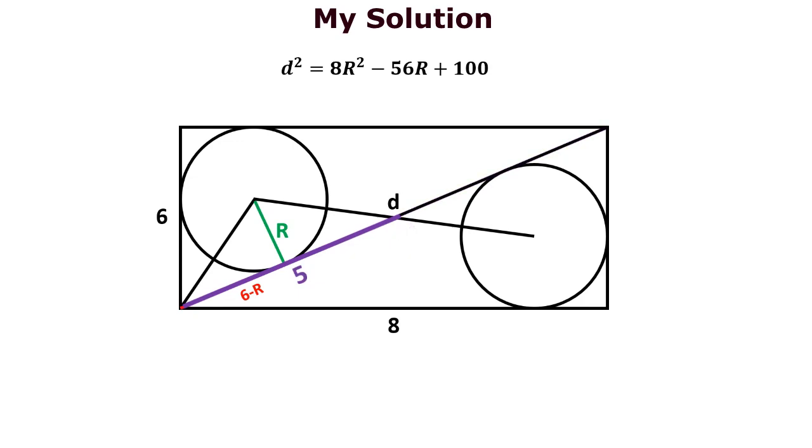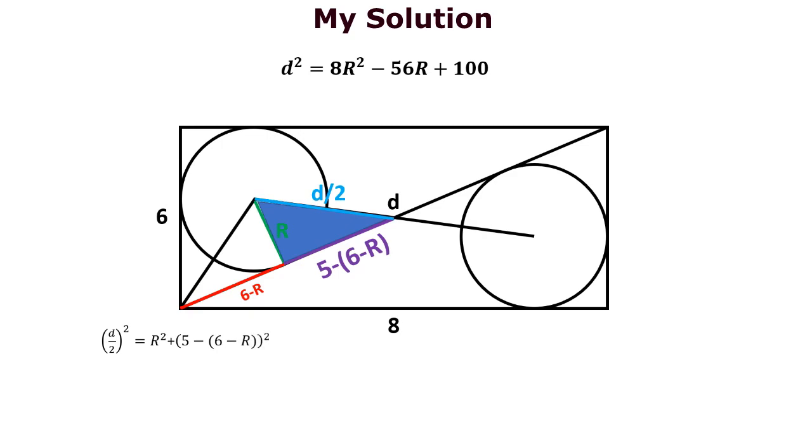But we have just calculated the red piece to be 6 minus r, which means that the other piece will be 5 minus (6 minus r). We can apply Pythagoras' theorem to this right-angled triangle. We know that its hypotenuse is half the total distance we want to calculate. Applying Pythagoras' theorem results in the square of d divided by 2 equals the square of r plus the square of 5 minus (6 minus r).